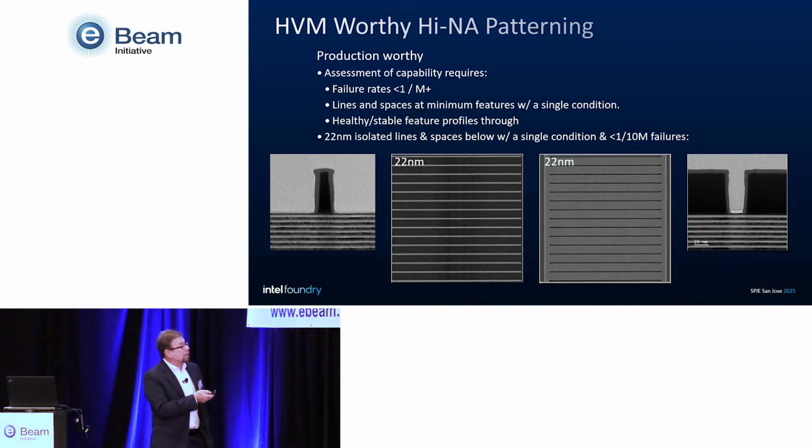And that's why I decided to show some of the images here. We have 22 nanometer lines and spaces. These are 22 nanometer ISO and space on the same mask, on the same process, and with a failure rate of less than 1 in 10 million.